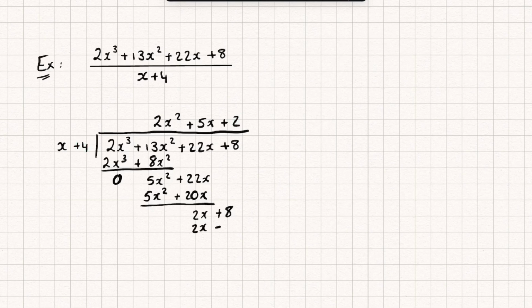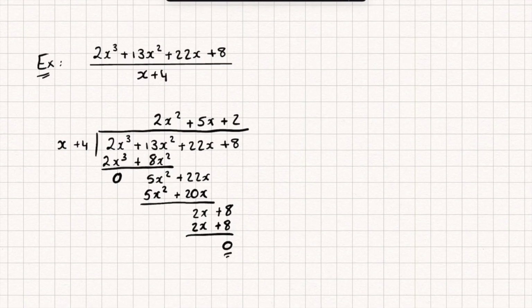So let me write that in as well. Plus 8, we draw a line. Let's subtract. Well, 2x minus 2x is 0, and 8 minus 8 is also 0. Okay, so this number you get at the end is the remainder, so what you'd be left with when you do this division. Now you can see it's 0, which means x plus 4 divides perfectly into this cubic, and when you do this division you get left with this quadratic here at the top.